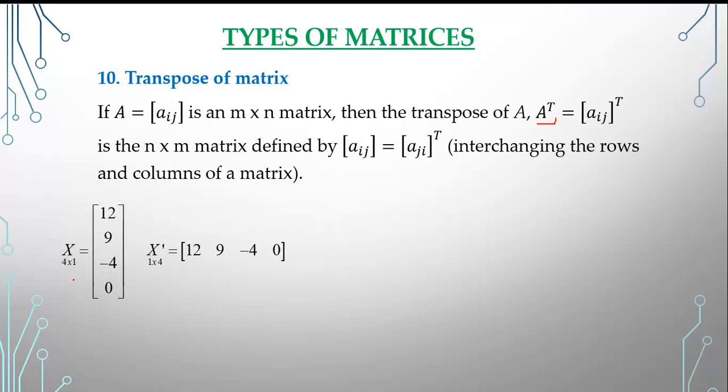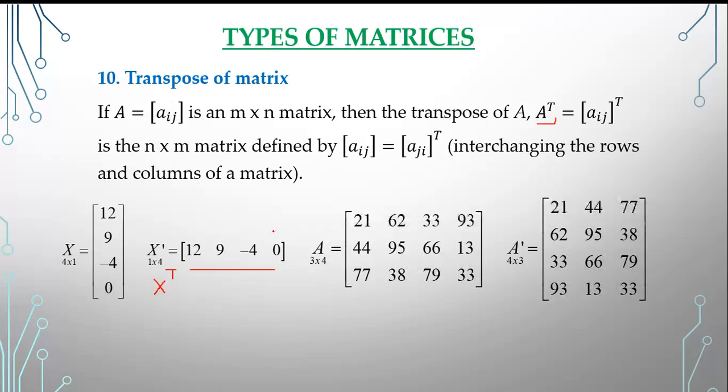Suppose we have this X matrix. Because we have only one column, this is the column matrix. Now when we take the transpose of this, here is X dash. Dash is also a representation of the transpose of the matrix, so you can also write it as X transpose, right? Now our column is converted into a row, so this is the transpose of this matrix.